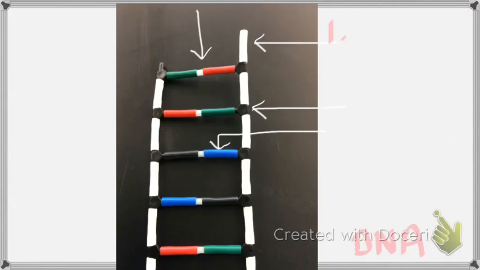I want to know what that white tube is that the arrow is pointing at. Phosphate. That's good.